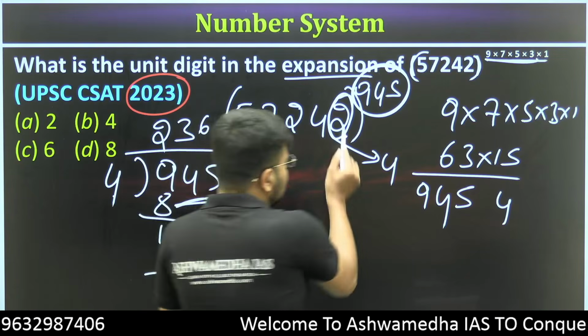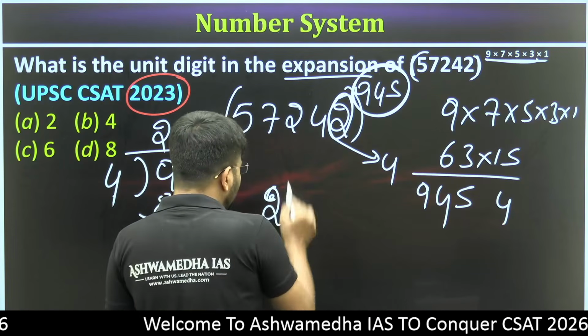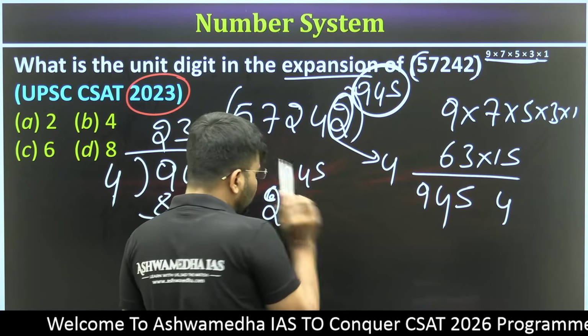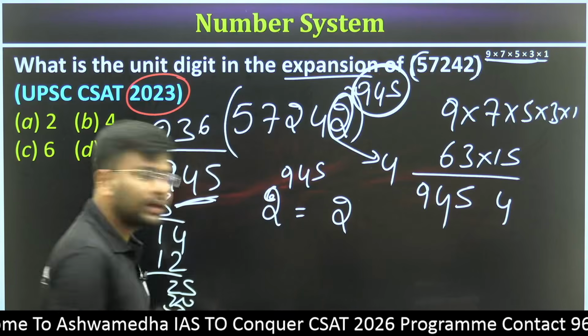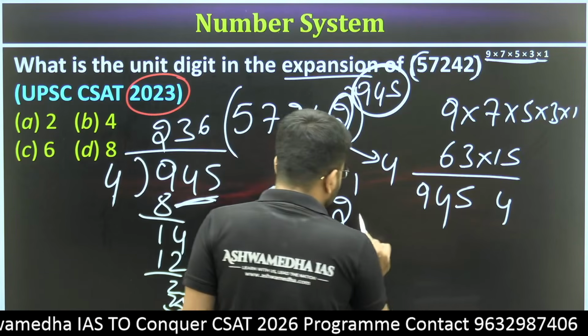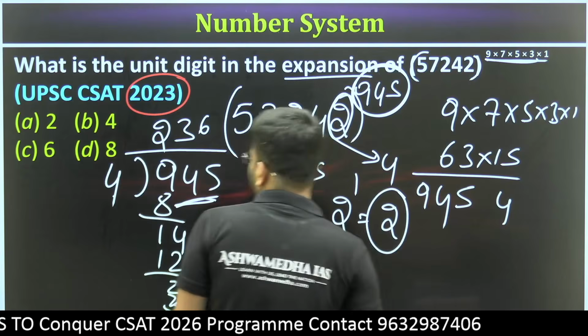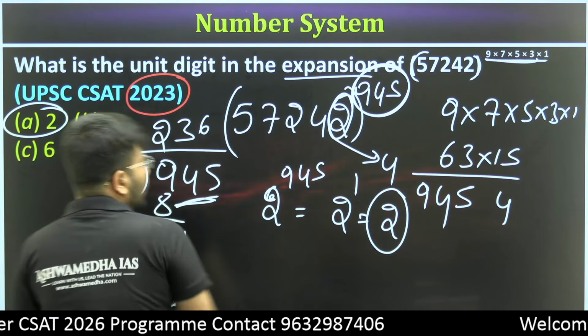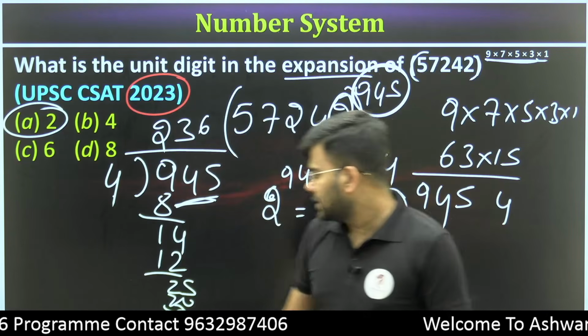That means the unit digit of 2 power 945 would be similar to that of 2 power the remainder. What is the remainder? 1 is the remainder. That means 2 power 1 is 2. The unit digit would be 2. That is option A, the correct answer. I hope it's clear. The concepts are clear, I guess.